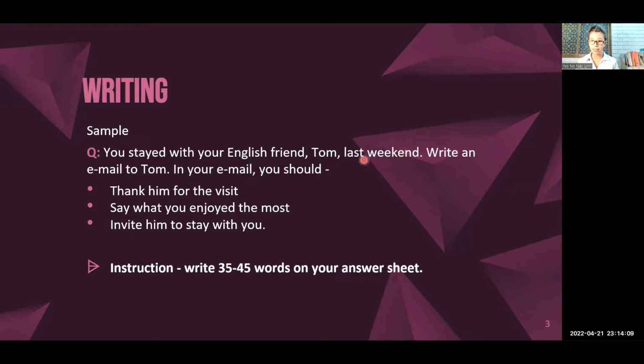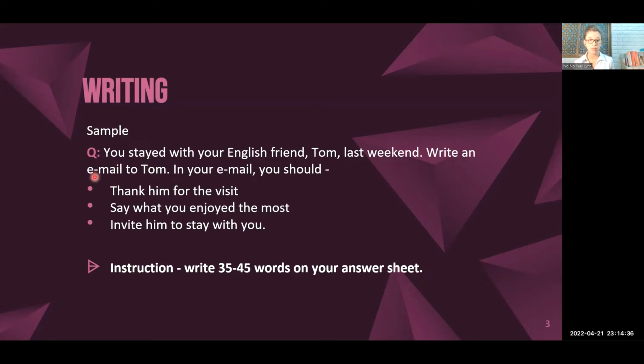Everything that happened last weekend has to be in the past simple, because this is the given scenario according to the question statement, and this is the time frame. So this is not last week, this is last weekend. It's already done. This is past tense, past simple. So this is the given time frame of the question.